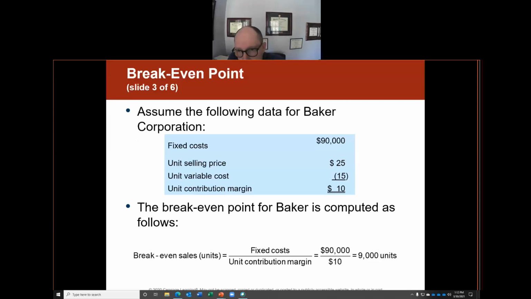Fixed cost for our company, 90,000. Our unit sales price, we sell each unit for $25. Our variable cost per unit is 15. Sales price minus variable cost per unit equals contribution margin per unit. 25 minus 15 is 10. So we have a unit contribution margin of $10 per unit. Our fixed costs are 90,000 divided by our unit contribution margin of $10 per unit equals 9,000 units. What that means is I need to sell 9,000 units of this product to break even.